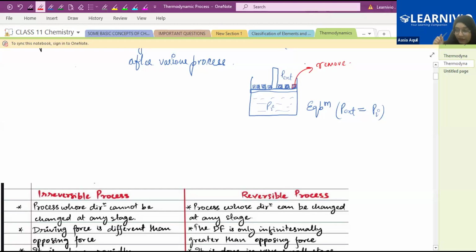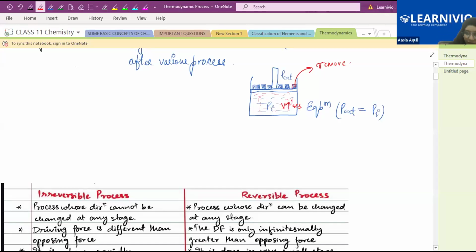So when I remove one weight from this piston, the gases inside the container will try to expand. They will expand more, meaning the volume inside the container will increase. The volume of gases will increase. They try to occupy more space, due to the less external pressure.